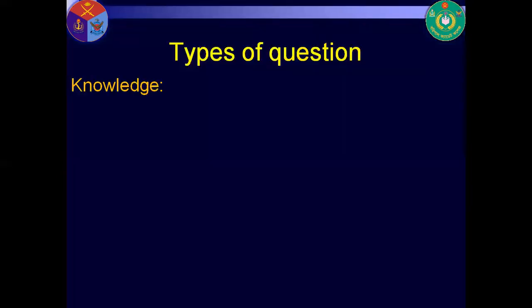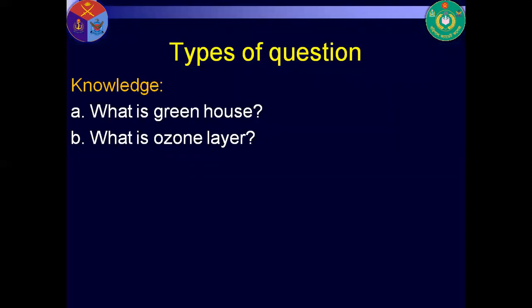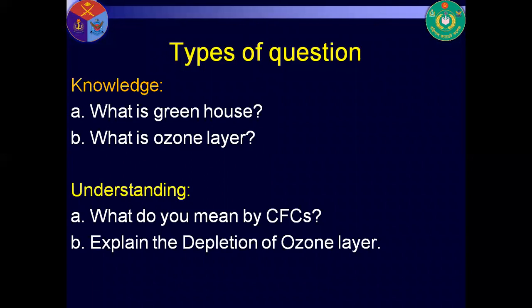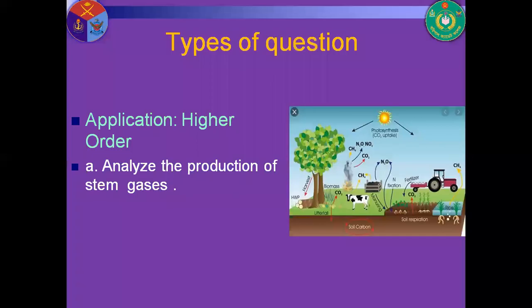Several types of questions may be asked from our discussion. Knowledge-based question: greenhouse gas is the gas which creates the greenhouse effect. Ozone layer is the layer formed by ozone gas, O3 gas. Understanding-based question: CFC, chlorofluorocarbon, and depletion of the ozone layer, which is depleted by CFC, and the ozone layer gradually decreases. Application-based question: analyze the production of greenhouse gases. Several gases are here. These gases are produced from different industries, household activities, chemical industry, and plants. Already we discussed this.